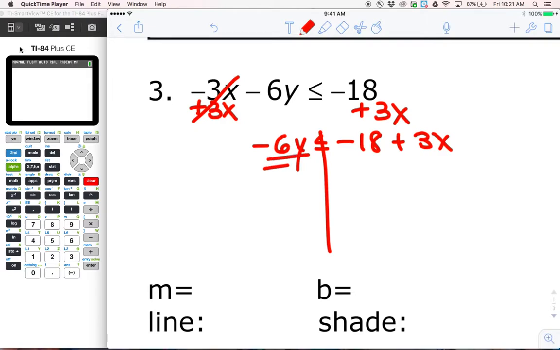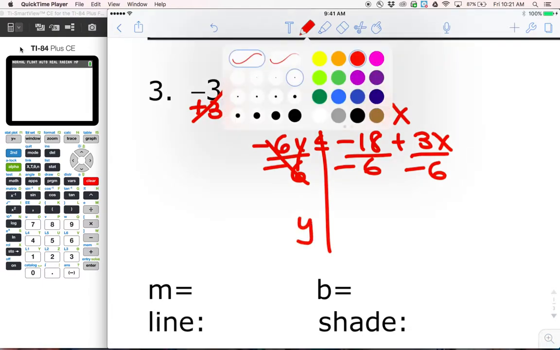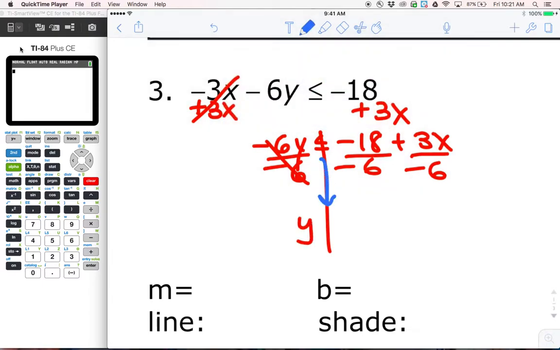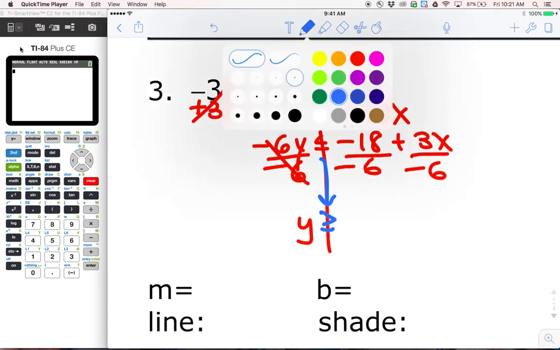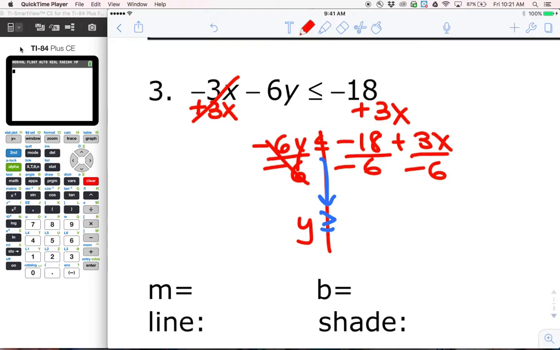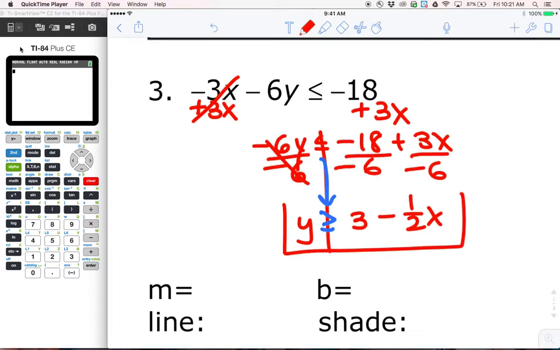And now we got to divide by negative 6, which means we've got y, and we divided by a negative. So, of course, we're not going to forget to flip our inequality. And then on the right side, we clean that up, and we have got negative 18 divided by negative 6, which is positive 3. And let's simplify this. 3 divided by negative 6 is 1/2. So we're going to put minus 1/2 x. If you leave it as 3 over 6, that's fine. It's just unsimplified.